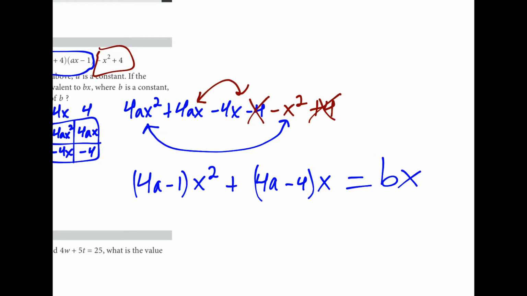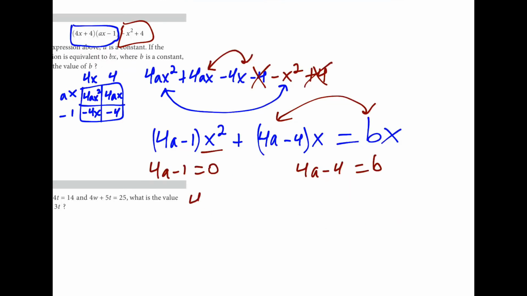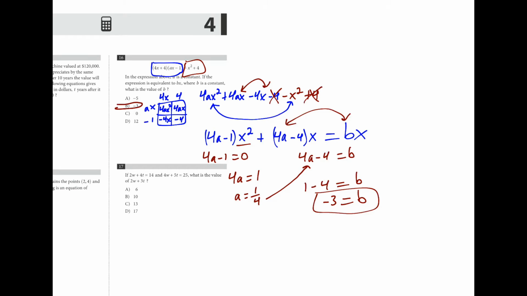And we're told that this whole thing has to equal bx, where b is a constant. And you might notice that there's an x squared here on the left, but there's not an x squared on the right. So this tells us that 4a minus 1 is equal to 0. And if that all cancels out, we also know that 4a minus 4 is equal to b, as those are the coefficients in front of x. So let's solve the one on the left. We have 4a is equal to 1, a is equal to 1/4. If I plug that in here, I have 1 minus 4 is equal to b. So negative 3 is equal to b, which was the second one there.